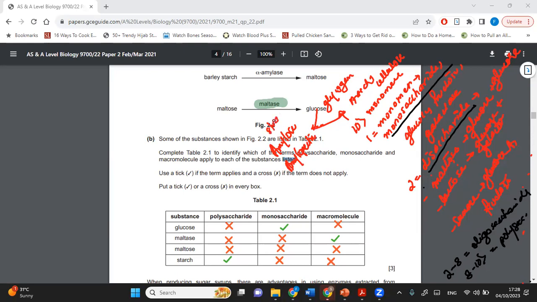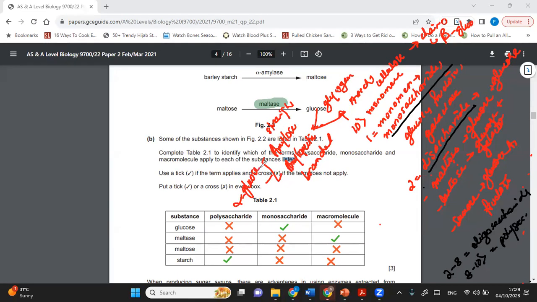Amylose is a straight chain. Amylopectin is a branched structure. Cellulose is also a straight chain structure, but it's made from beta glucose. Glycogen and starch are both made from alpha glucose.